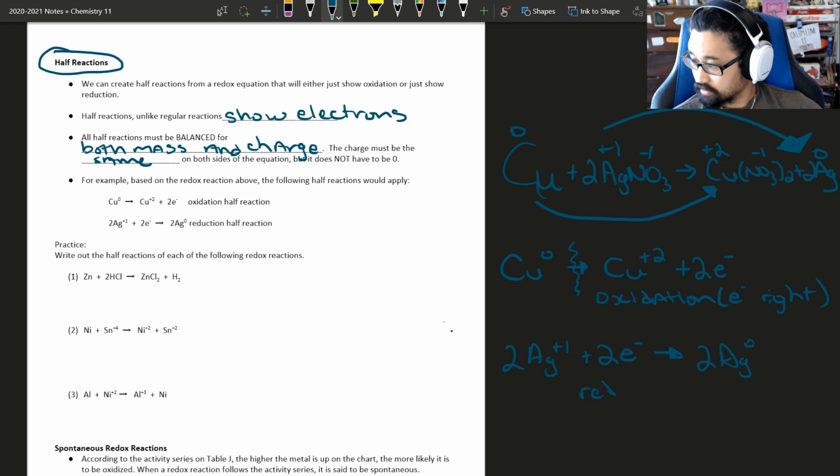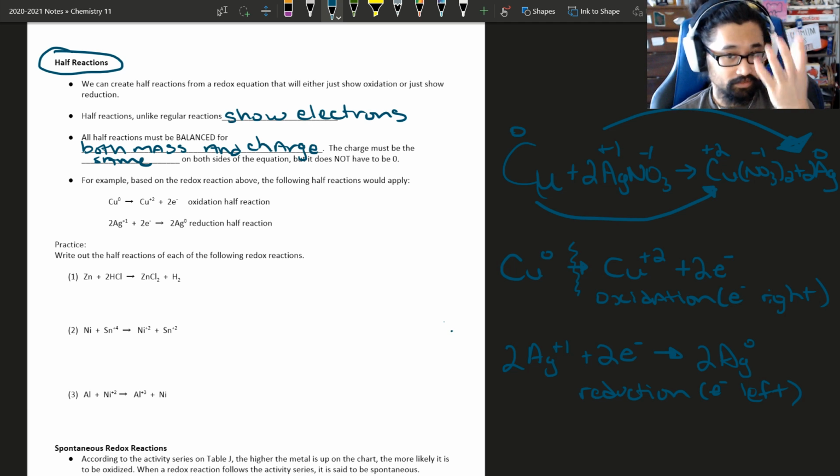This one here is reduction, with the electrons on the left. That will always be the case. If it's oxidation, the electrons will be on the right. They will be products. You're releasing them. If it's reduction, the electrons are on the left. You're absorbing them. You're taking them in. You're adding them together. All right.